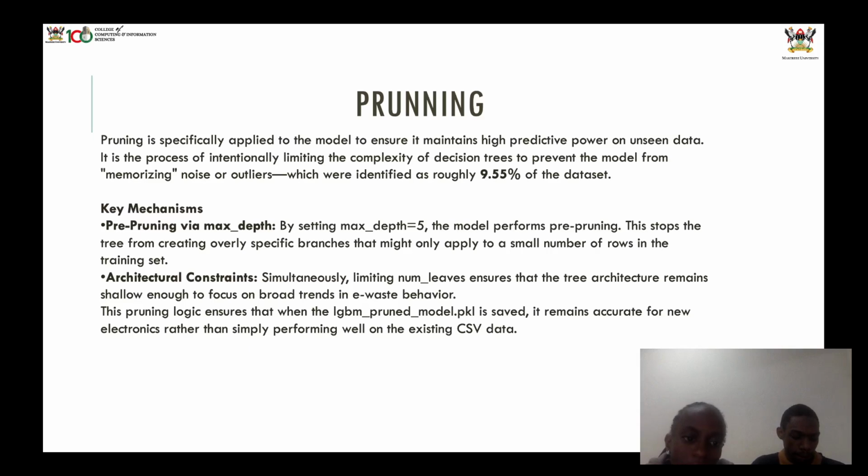trends in e-waste behavior. So the pruning logic ensures that when the LGBM pruned model is saved, it remains accurate for new electronics rather than simply performing well on the existing data. So it remains accurate even with new data.